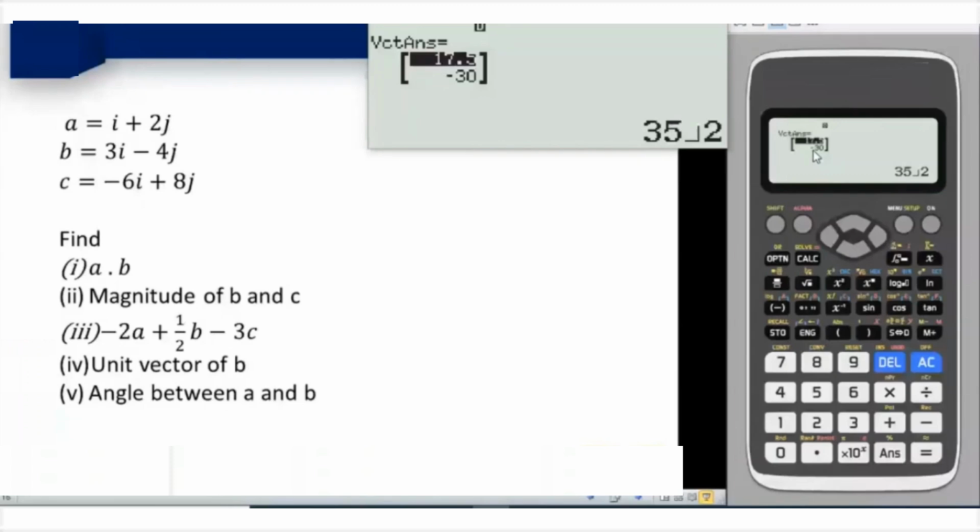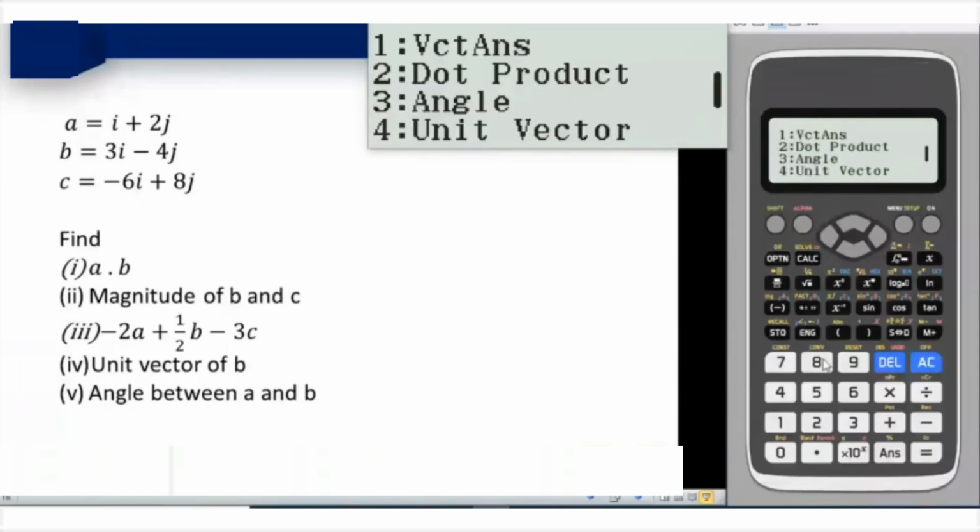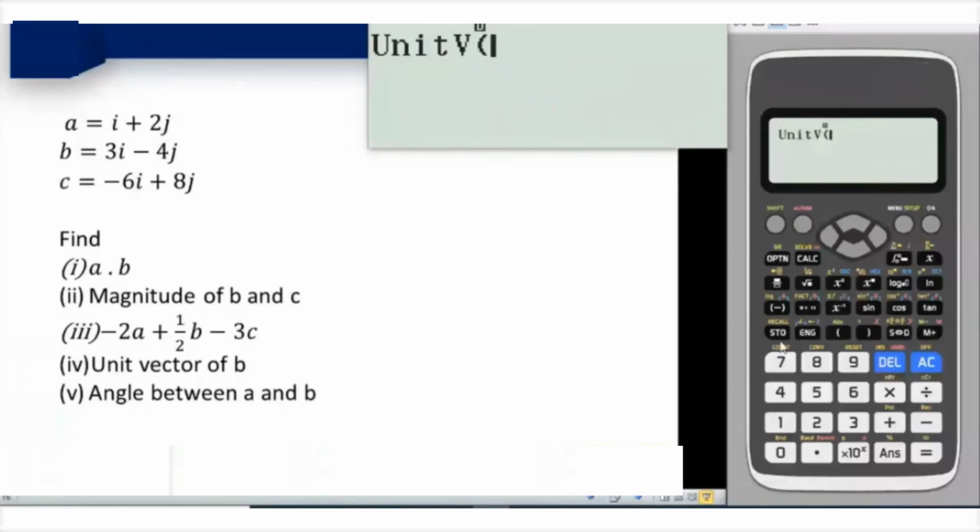Then you need to find the unit vector of B. To find the unit vector of B, we will press option, scroll down, press 4, unit vector of B, so option 4, bracket close. And the result is 0.6 and minus 0.8. In this case, if I want to find the fractional part, I press the SD button and scroll into the fractional part also. I hope this makes sense now. I hope the older query has also been resolved.